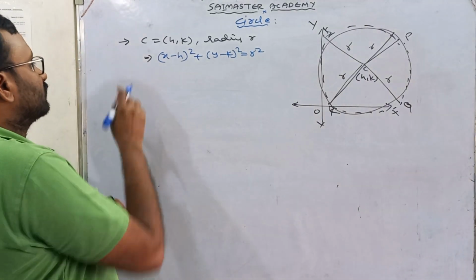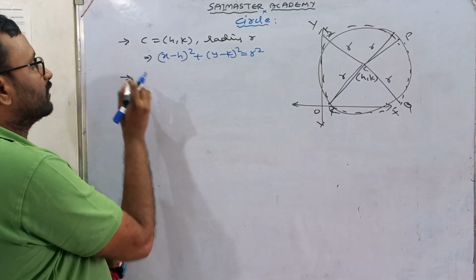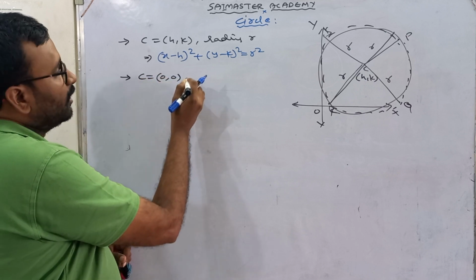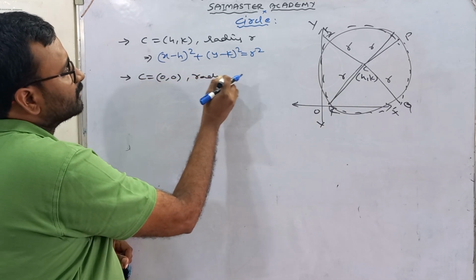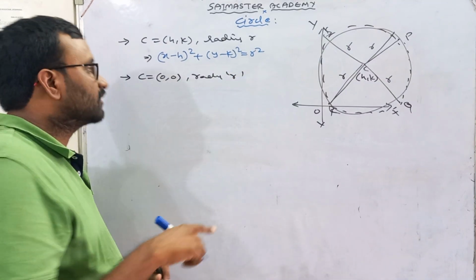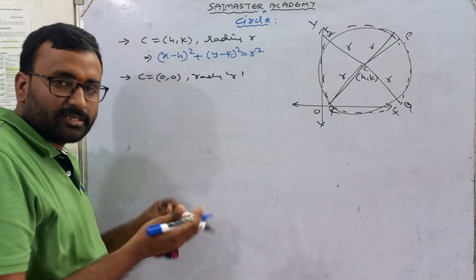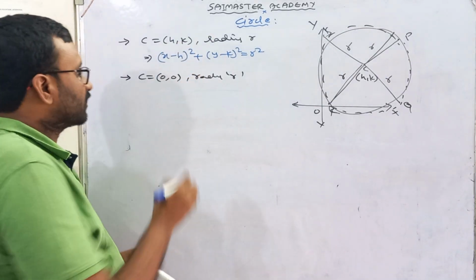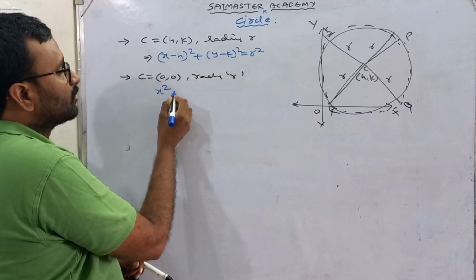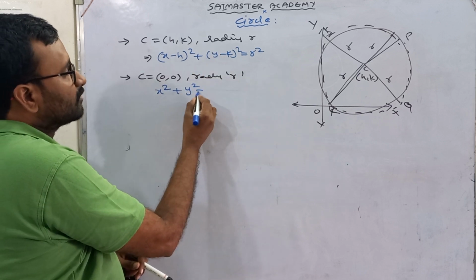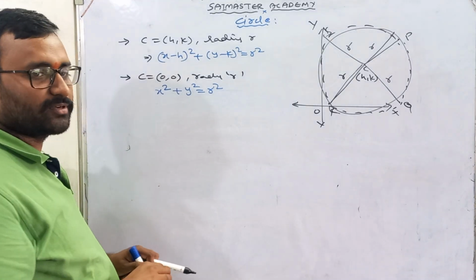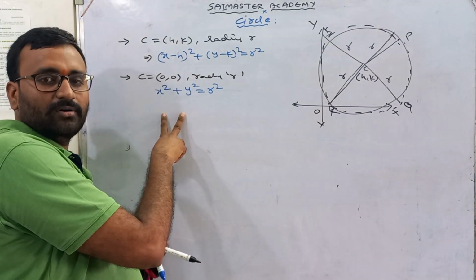Now I am changing. Second one. Center I am taking as the origin (0, 0) and radius is r only. Instead of h, k we have here 0, 0. Just replace 0, 0 in place of h, k. You will get (x minus 0) whole square, which is x square, plus (y minus 0) whole square, which is y square, is equal to r square. This is also called the circle equation with the center (0, 0) and radius r.